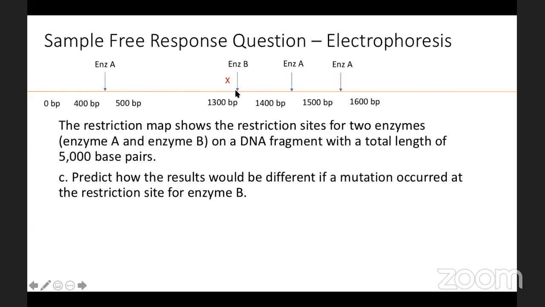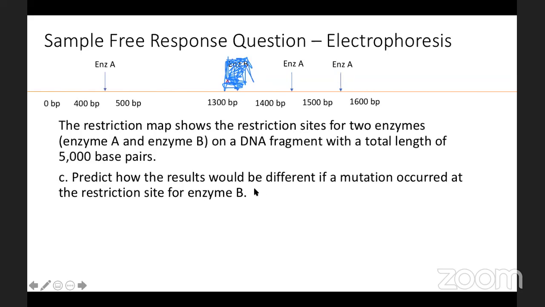enzyme B will no longer be able to cut at that site, right? Because remember, restriction enzymes are specific to specific sequences. So if you change the sequence, this cut is no longer going to happen. So if I'm sketching out notes and doing a test for myself, I would make a little X here. Or if it's easier for you to visualize, you can literally just scribble this out because this cut no longer exists, right?